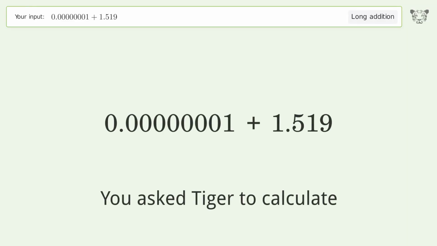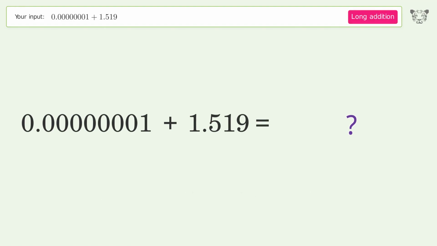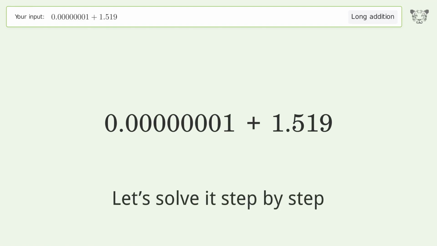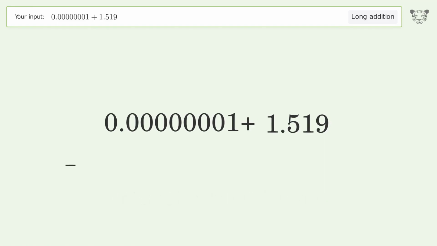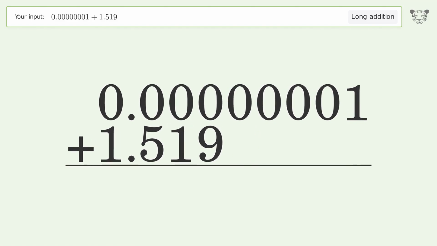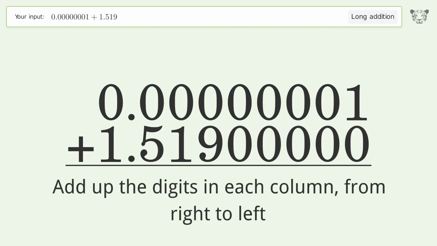You ask Tiger to calculate. This deals with long addition. The final result is 1.519000001. Let's solve it step by step. Rewrite the numbers from top to bottom, aligned by their place values. Put zeros in the blank number places. Add up the digits in each column, from right to left.